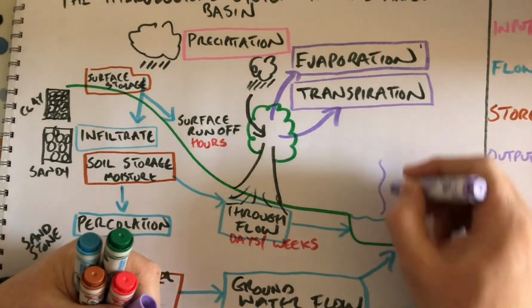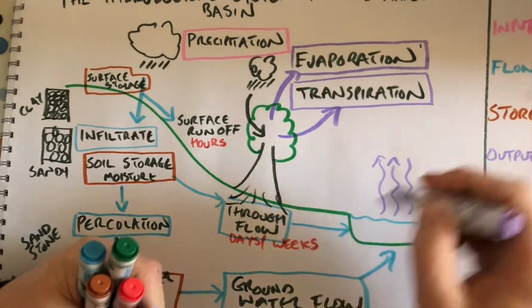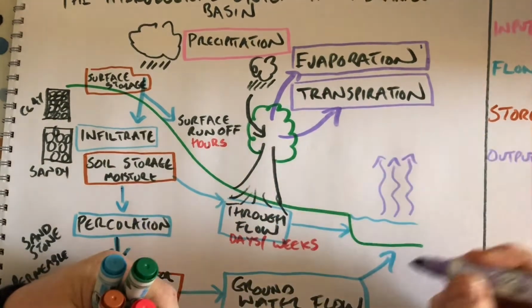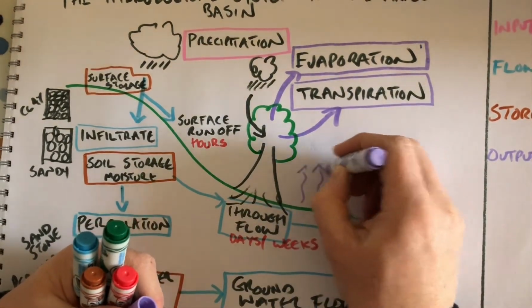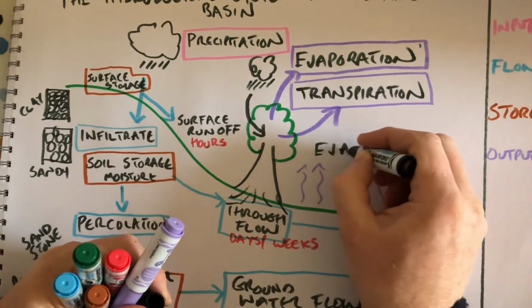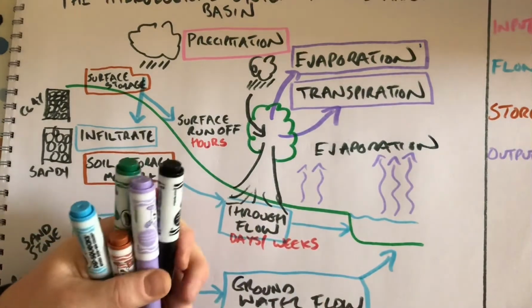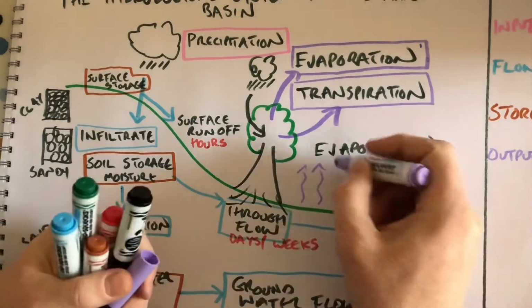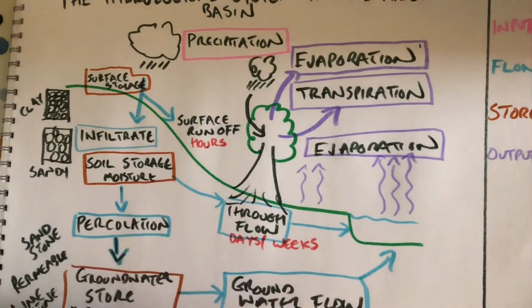Or water can be evaporated directly from the river, or water can be evaporated directly from the soil. So I'll put that back in there. Water can be evaporated directly from the soil like that. So put that in. There's our outputs.